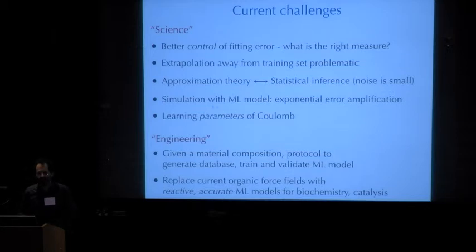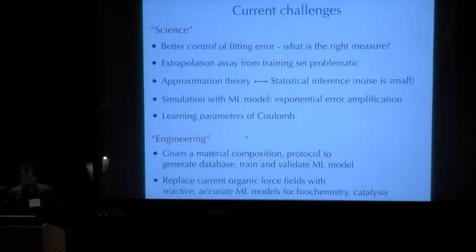We are simulating with the ML model. So this was again mentioned by Carleo yesterday, that this can lead to exponential error amplification. We're not applying the model to a given distribution. Nature is throwing configurations at us. We are simulating with the model, and if there are errors in that model, those can grow exponentially. We really want to learn parameters of the Coulomb interaction. That's sort of the next technological step.